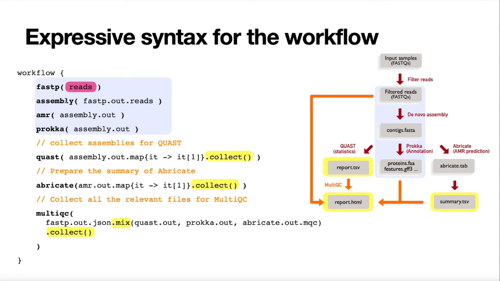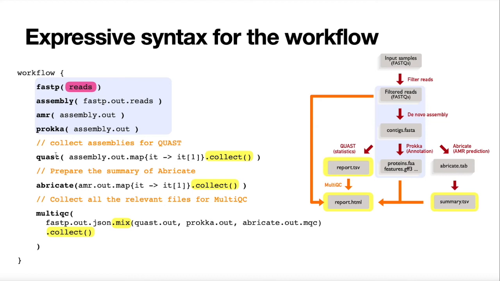And then assembly is a process that requires the output of fastp. In this case, we call it reads, so fastp.out.reads. And AMR will require assembly out, and Prokka also requires assembly out. So this is not an imperative language. Prokka can also start before AMR because they both need the output of assembly. So there is no need to run AMR before Prokka. Nextflow will take care of understanding which processes can run and when.